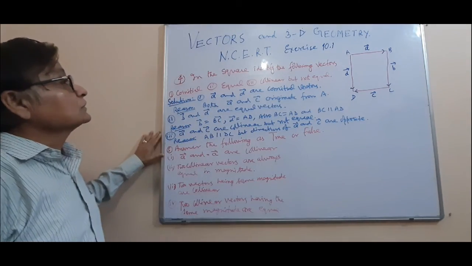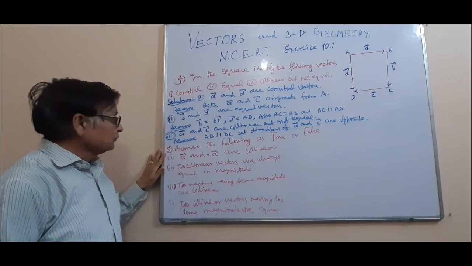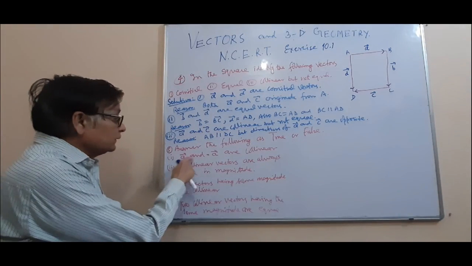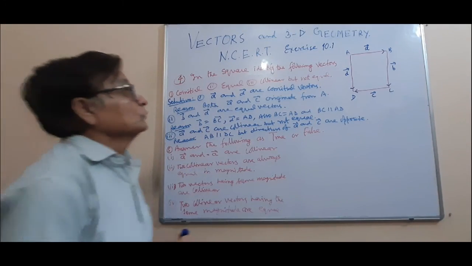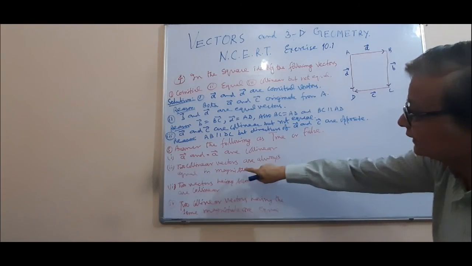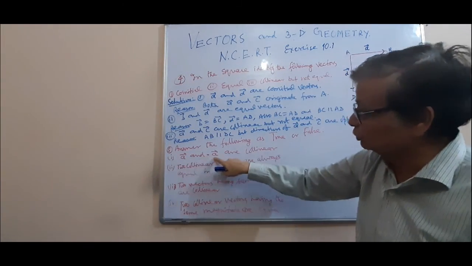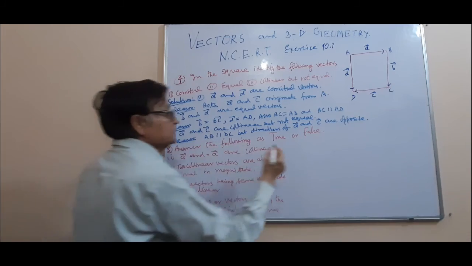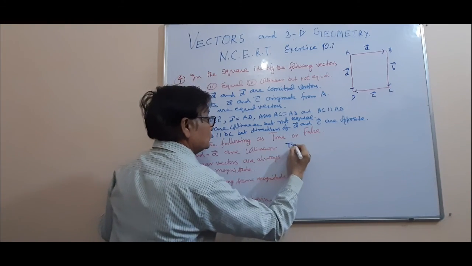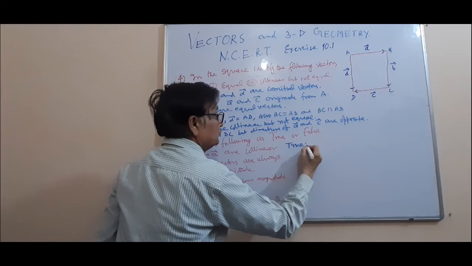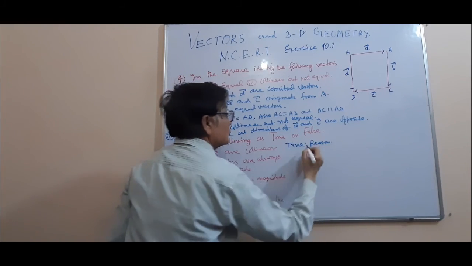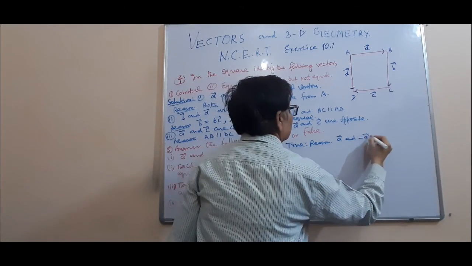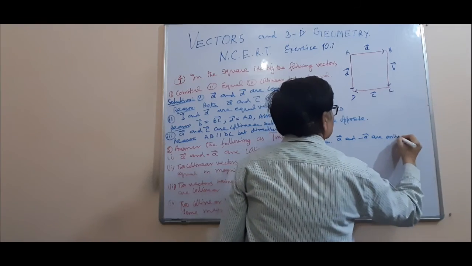Now we will do last sum of this exercise 10.1. Question number 5. Answer the following as true or false. We will write reason also. Vector a and minus a are collinear. Vectors a and minus a, they are collinear. Means only directions are opposite and both are the same. That is, it is true. We will write true. And reason we will write here: vectors a and minus a are on the same line.